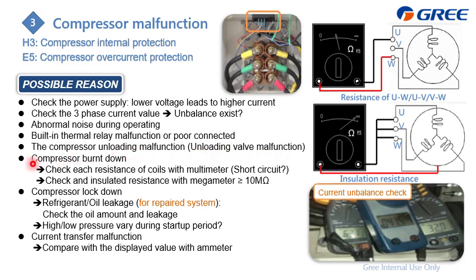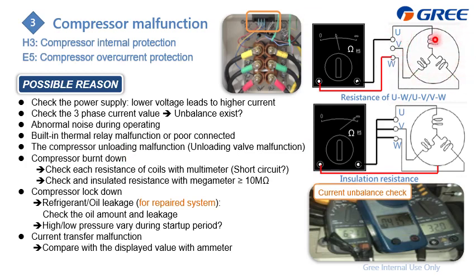And next is compressor burn down. If the compressor burns down, we're afraid that maybe the inside coil is open circuit or short circuit. So on site you just need to check, following this. This is how to check it. This is the compressor. Here is the UVW.